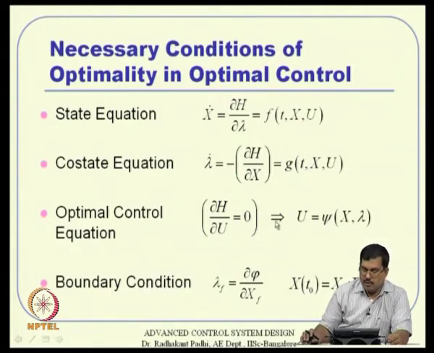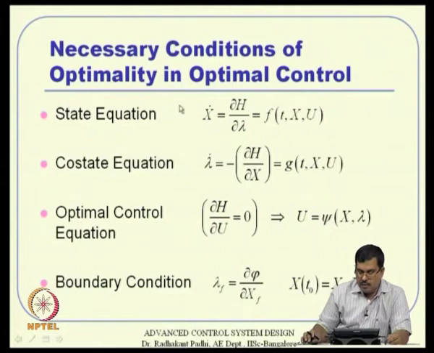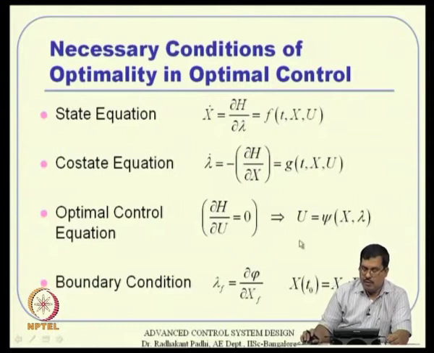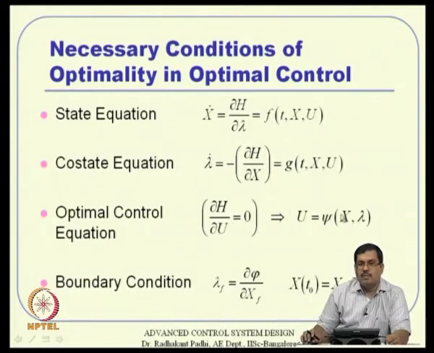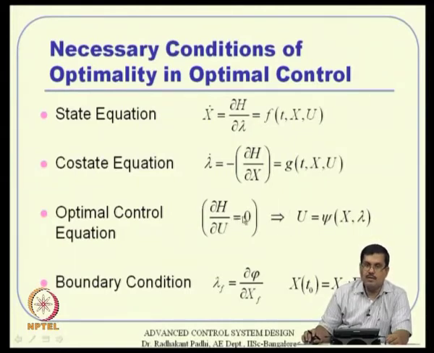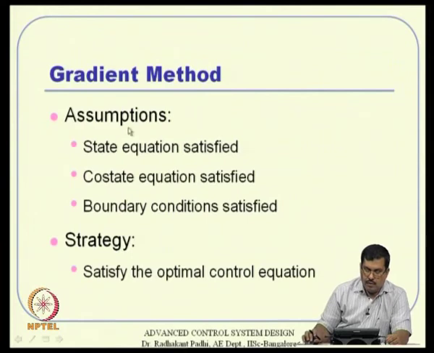We have guessed a control history, and with respect to that guess, that is certainly not optimal, we want to make it optimal. But with respect to that guess, we are assuming that the state equation, co-state equation and boundary conditions are all satisfied. What is not satisfied is only this condition, and hence that is a non-optimal control solution. We want to make it optimal by successive enforcement of this condition. So that is our strategy. Let us see how we do that. State equation is satisfied, co-state is satisfied, boundary condition is also satisfied. So what is the strategy? The strategy is to do successive iterations, so that our optimal control equation will also be satisfied.